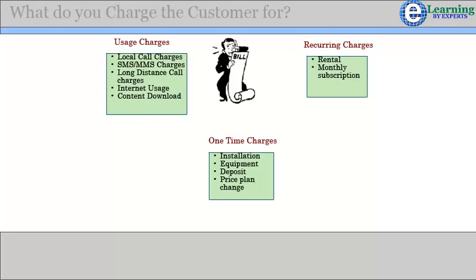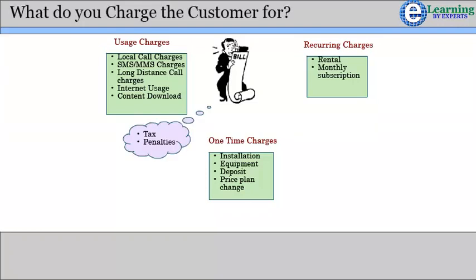One-time charges. This charge is charged only once. An example of such charges is the connection fee, etc. Other affecting factors are taxes, which vary from country to country. Penalties are the charges which are charged in a scenario like when the bill is not paid on time. For late payment of the bills, the telcos charge late charges to subscribers.